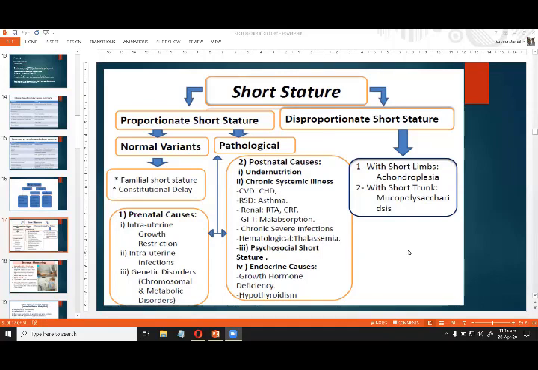In case of pathological short stature, you have to look for prenatal and postnatal causes. Prenatal causes can be intrauterine growth retardation, intrauterine infections, genetic disorders, both chromosomal and metabolic. While postnatal causes include undernutrition, chronic systemic illnesses, psychosocial short stature or endocrine causes that I am going to discuss in detail in the coming slides.